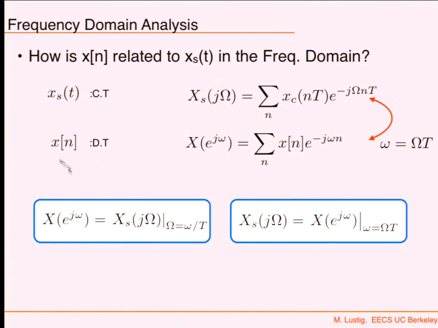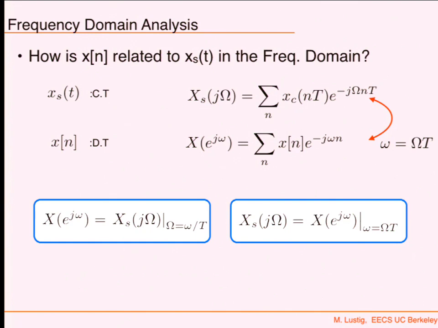At the same time, x of e to the j omega is the sum of x of n, e to the minus j omega n. And in this case, x sub s of j capital omega will be the sum over x sub c of nT. That's the locations of the delta functions and their values, right? Multiplied by e to the minus j capital omega nT. Because we're sampling at points that are nT. So the relationship is quite simple. Basically, small omega equals capital omega times T. That's it. That's the relationship.